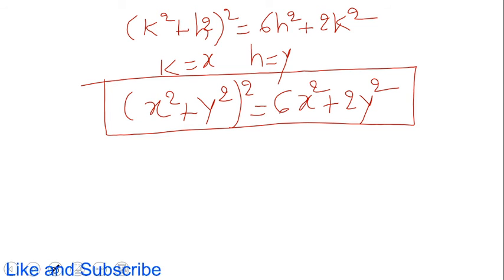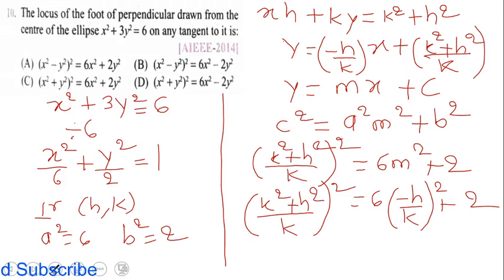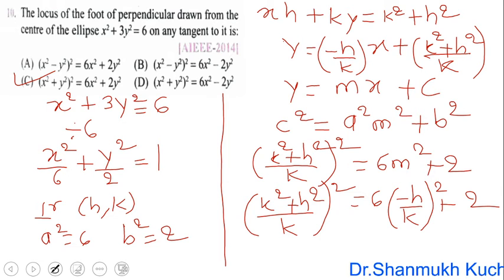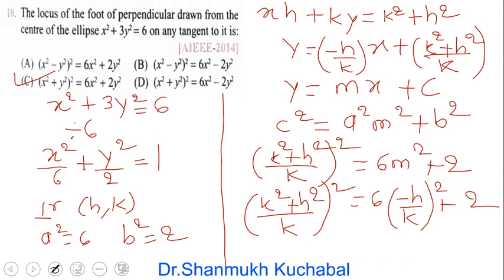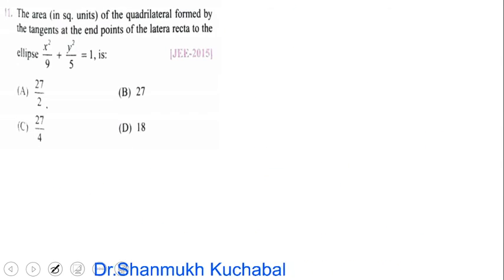Therefore we have to search among the options. You observe that option C is the right answer: x square plus y square whole square equal to 6x square plus 2y square. So this is the first page of the solution, the second page is next. We'll move to one more example. So this will be the last example.